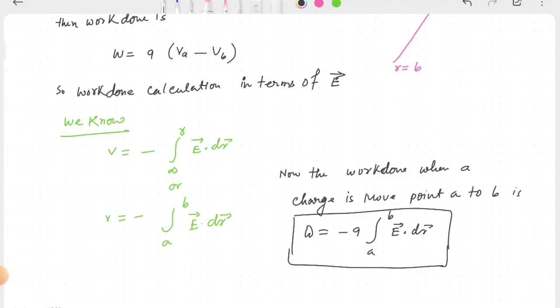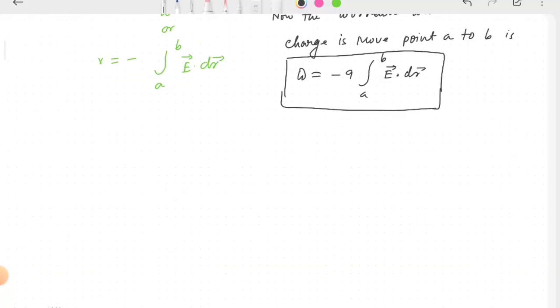Okay, so this is the expression for a single charge. Now we move to calculate the work done or potential energy for a system of charges. Okay, for a system of charges.